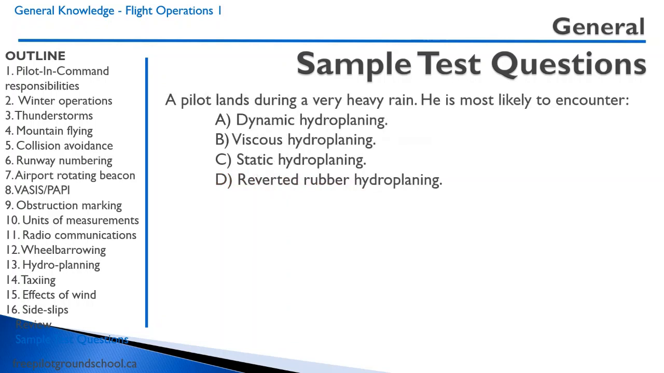The pilot lands during a very heavy rain. He is most likely to encounter A, dynamic hydroplaning, B, viscous hydroplaning, C, static hydroplaning, D, reverted rubber hydroplaning. So remember when we said heavy rain, we can assume that there's a thick layer of water on the runway. The thick layer of water is associated with dynamic hydroplaning, which creates kind of a wave ahead of the wheel. Viscous hydroplaning is when there's not much water, and reverted rubber hydroplaning occurs when steam is created. So the correct answer is A, dynamic hydroplaning.